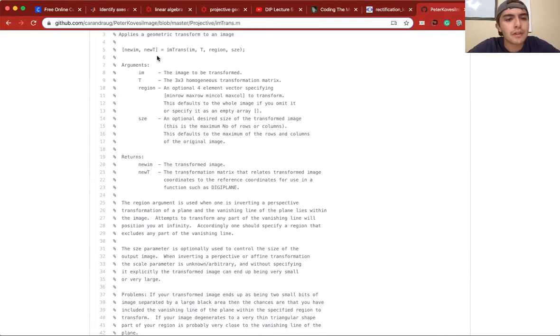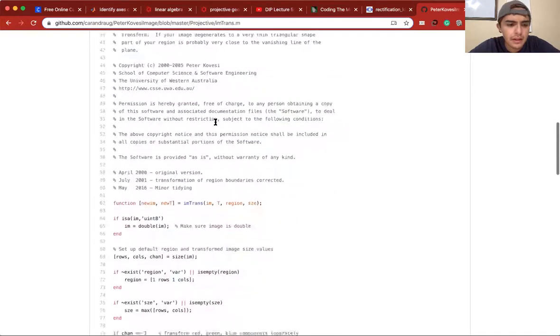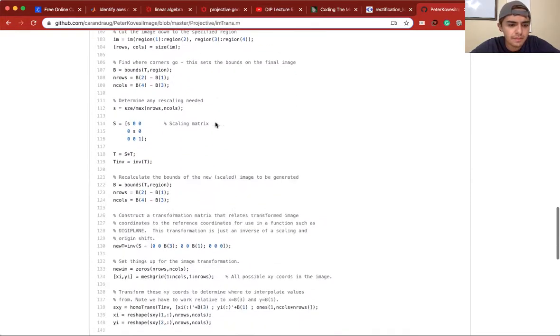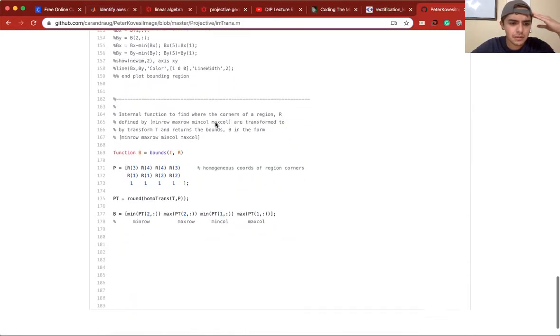I don't understand all of it, but you see it shows the original image that has to be transformed. Then T is the homogeneous transformation matrix, which is the one we solved, I believe. This, you can leave it blank because I don't know what the fourth element does. It was part of the professor's algorithm that he made.